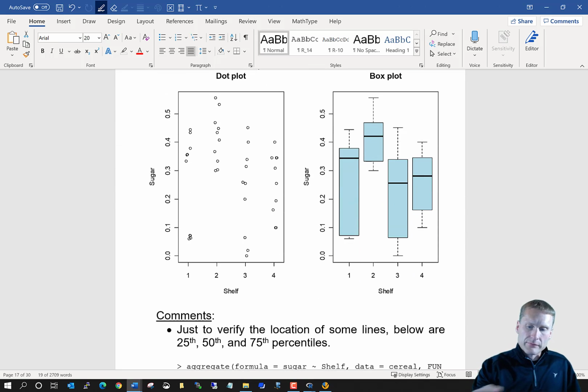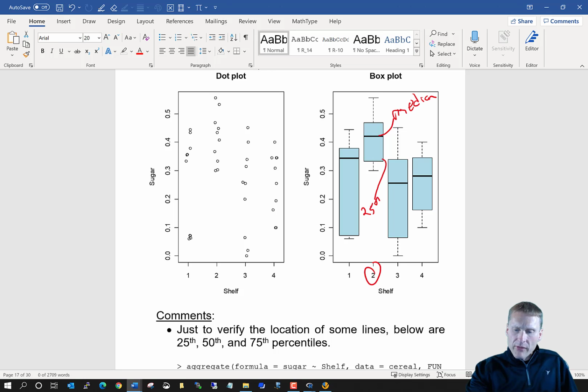Okay. So let's look at shelf 2. Here's the median. Here's the 25th percentile. Here's the 75th percentile. Remember, it would also be the 0.25 quantile and the 0.75 quantile as well. Now, how far did these whiskers go out?